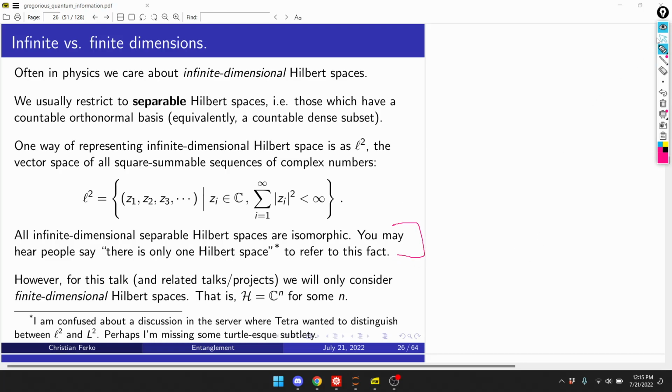Okay. So with that out of the way, I'm going to totally forget all of the subtleties of infinite dimensional Hilbert spaces, because to talk about the relevant features of quantum mechanics, it turns out to be sufficient to look at finite dimensional Hilbert spaces, which means the Hilbert space is C^n for some n. So that's what we'll focus on.